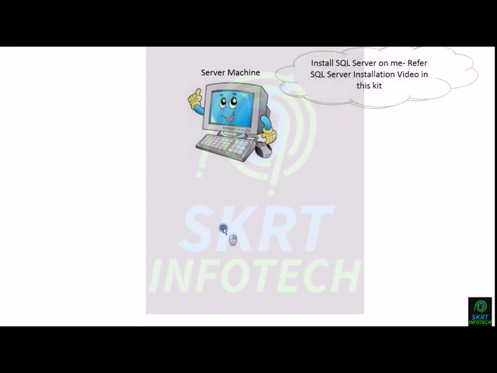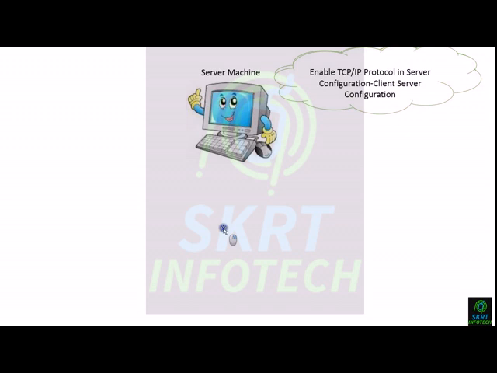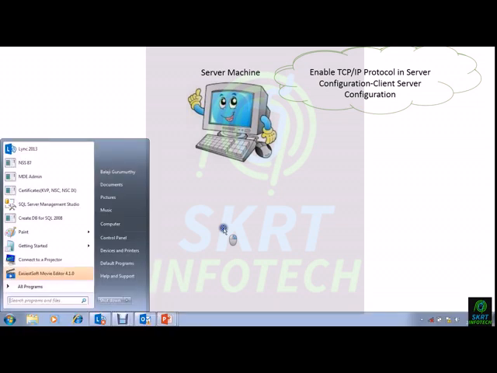Further, the next step will be to install SQL Server, and the SQL Server installation will be there in the kit that we will provide to you. The next will be to install SQL Management Studio. The installation is in the kit. You can just run through the installation. It's a video. The next one will be enabling the TCP/IP protocol on the server. TCP/IP protocol should be changed in the following way.